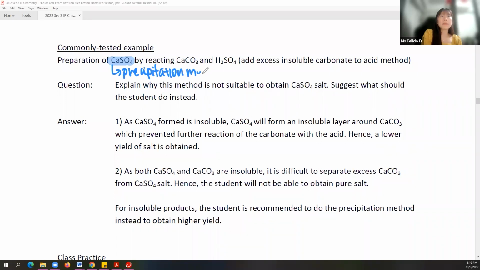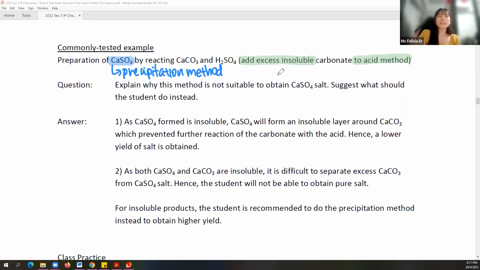Okay, this is the correct method to do. But now, the question is trying to be funny. They don't want to use the precipitation method. They want to add excess insoluble to acid method instead. So they purposely use a wrong method. So can or not? The answer is can. You want to use the wrong method, still can. Just that it is not ideal.